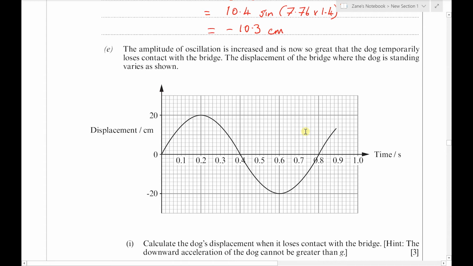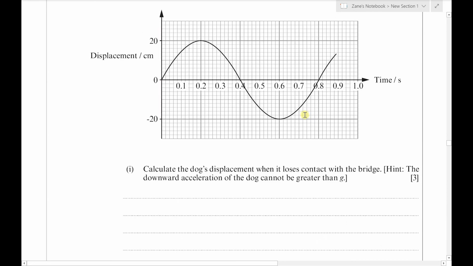Next, the amplitude of oscillation is increased and is now so great that the dog temporarily loses contact with the bridge, and the displacement of the bridge where the dog is standing is given in the graph. We've got to calculate the dog's displacement when it loses contact with the bridge, with the hint that the downward acceleration of the dog cannot be greater than g. So if the dog's acceleration is downwards, that means it has an upward displacement.